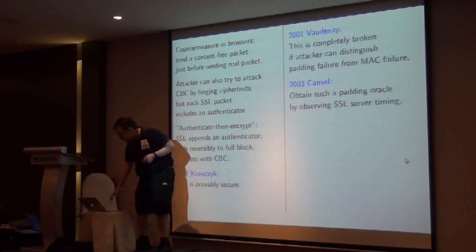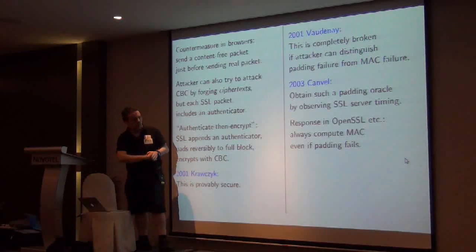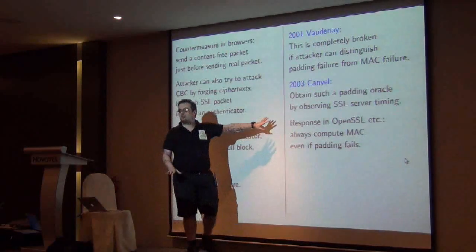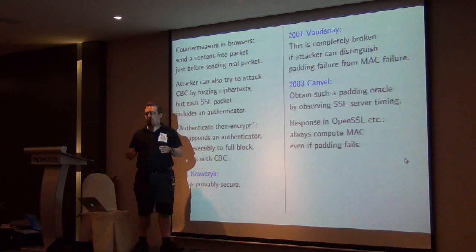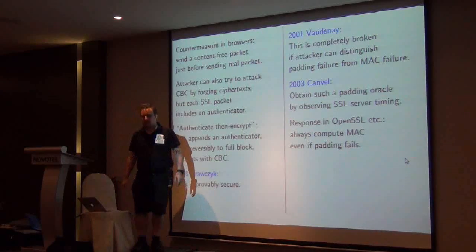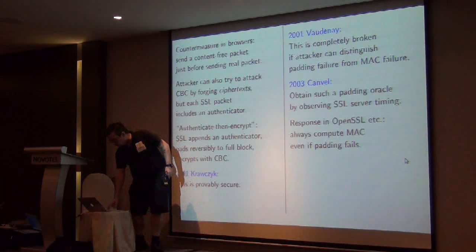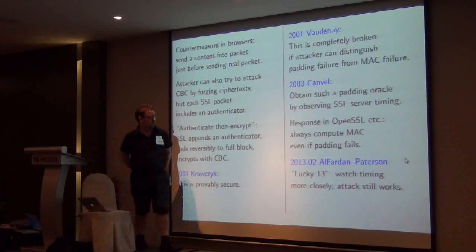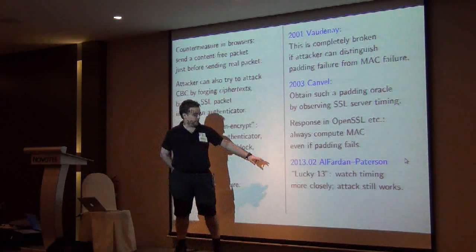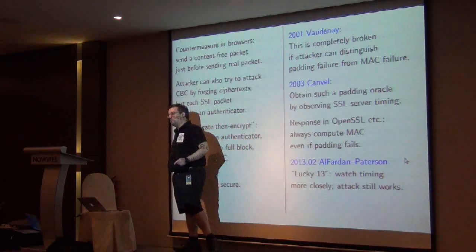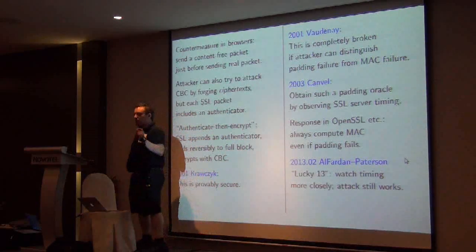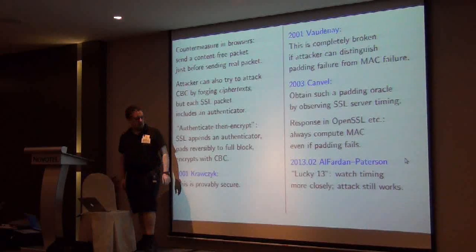So what do browsers do? Well, they say, okay, let's always compute the MAC so that there's no longer this timing difference between having a padding failure and having an authenticator failure. And then just a month ago, AlFardan and Paterson in the Lucky 13 attack said, okay, we can still break it. Because there's still some very, very small timing differences between having the padding failing and having the authenticator failing.